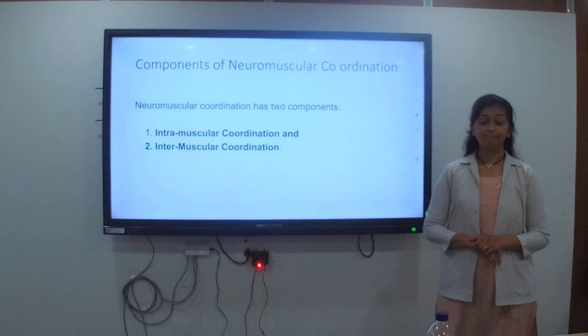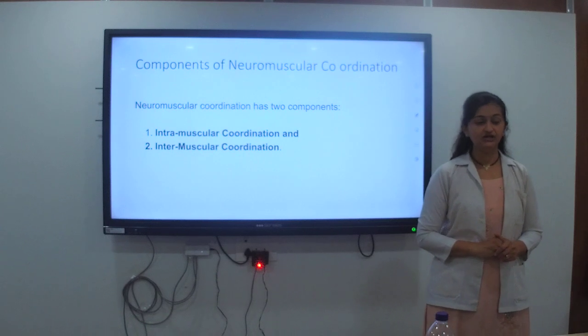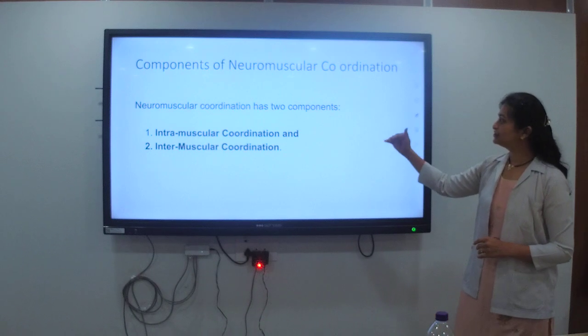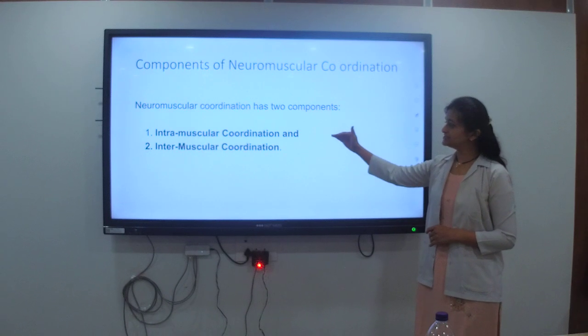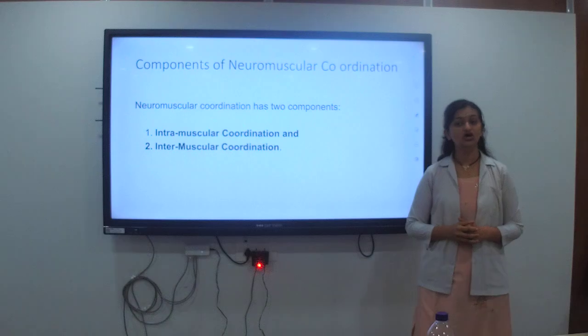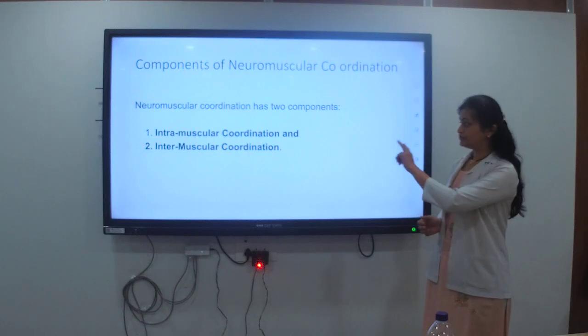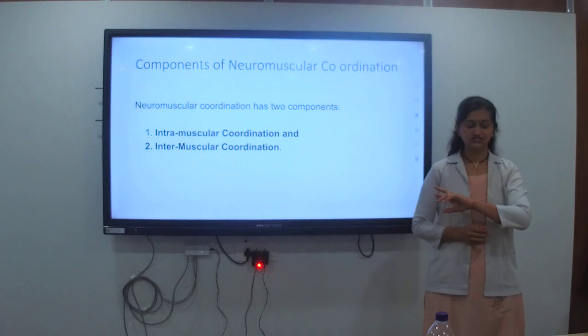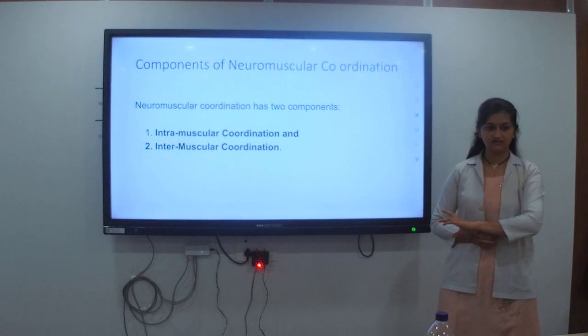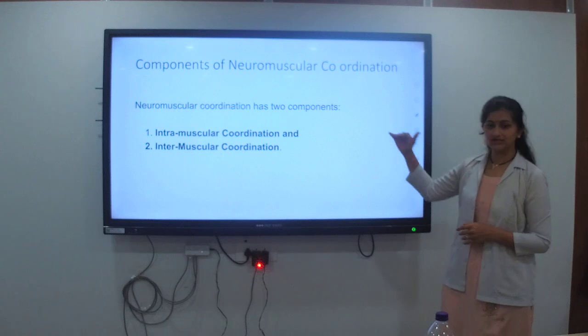Now what are the components of neuromuscular coordination? Mainly it is divided into two types of components. First is intramuscular and second is intermuscular coordination. You can even say that there are two types of coordination, intramuscular and intermuscular. Now we'll see one by one what is the meaning of these.